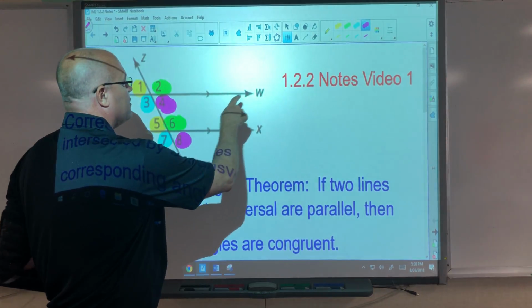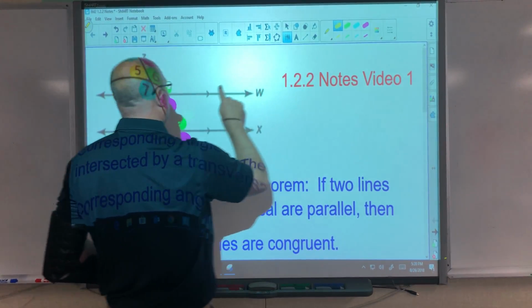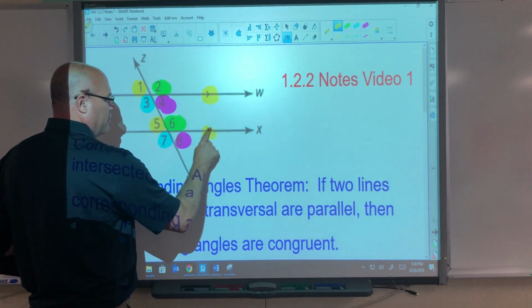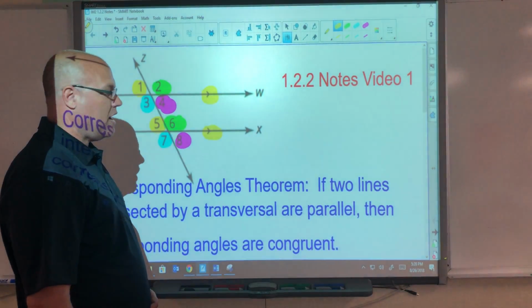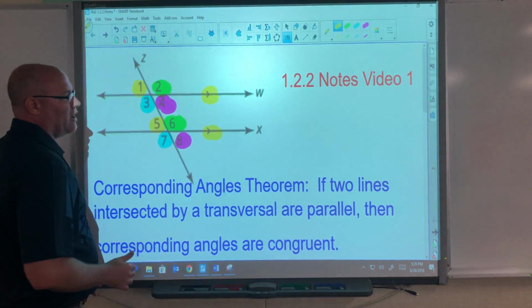So when these two lines are parallel, and we know they're parallel when we are given the arrowheads on the lines, we know that those angles are congruent.